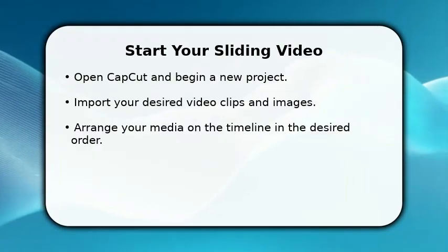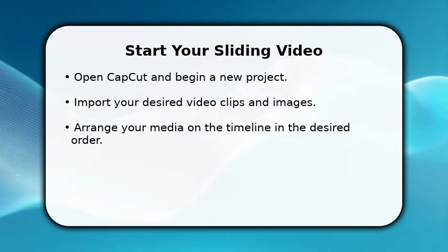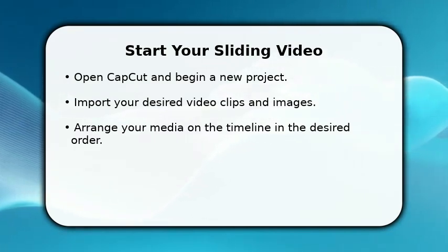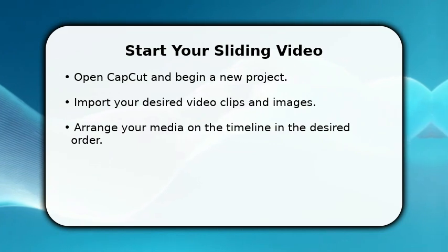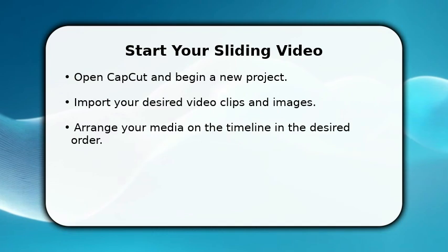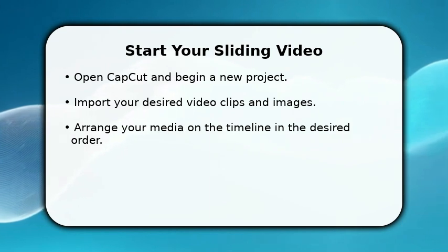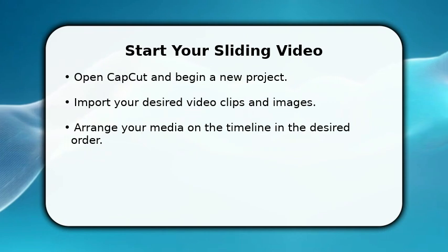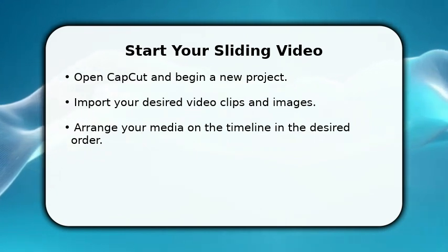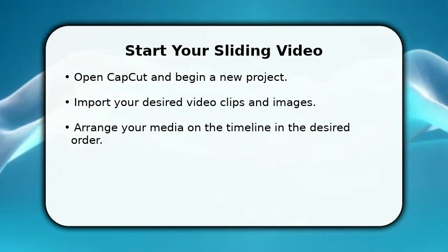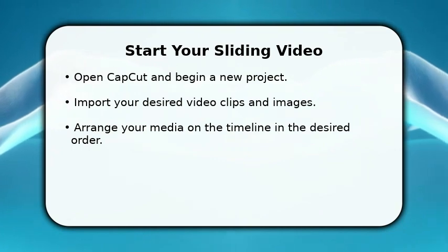In this video, I will show you how to make a dynamic sliding video in Capcut. First, open the Capcut application on your device and tap to create a brand new project. Next, import all the video clips and images you wish to use from your gallery. Once imported, carefully arrange these media assets onto your timeline in the exact sequence you envision for your final video. This initial setup is crucial for a smooth editing process.